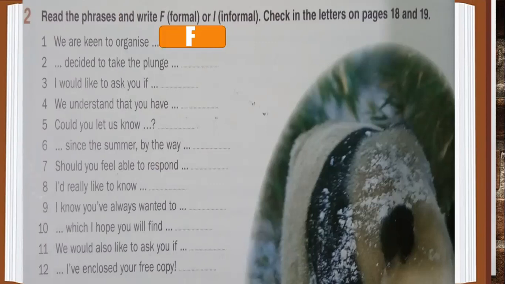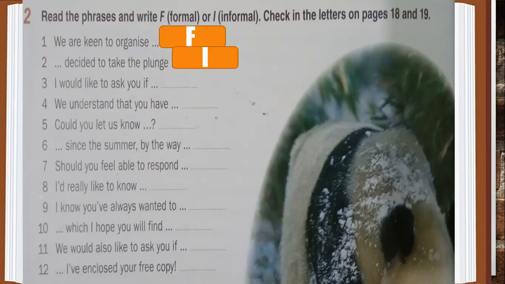We decided to take the plunge. Here we have an informal phrase. When we do something that is difficult or challenging, we can use "we decided to take the plunge." So it is an informal expression. Todd told Lee that we have decided to take the plunge, which is the next festival.